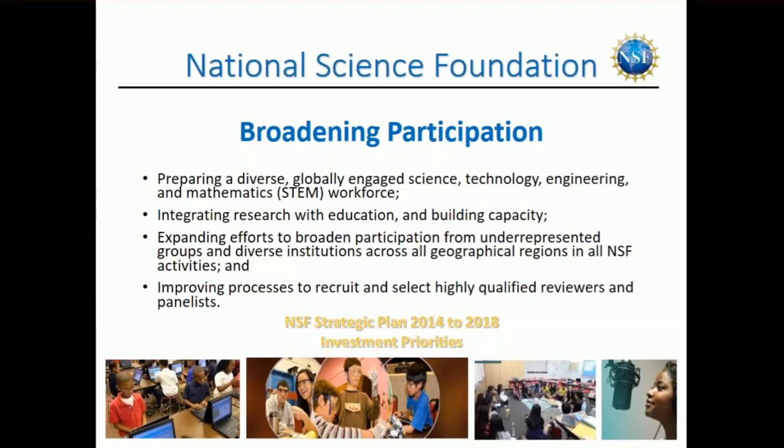Broadening participation, we have several investment priorities. There are 4 of those priorities that are specific to broadening participation. The first is very much about workforce development. So it's preparing a diverse and globally energized STEM workforce.